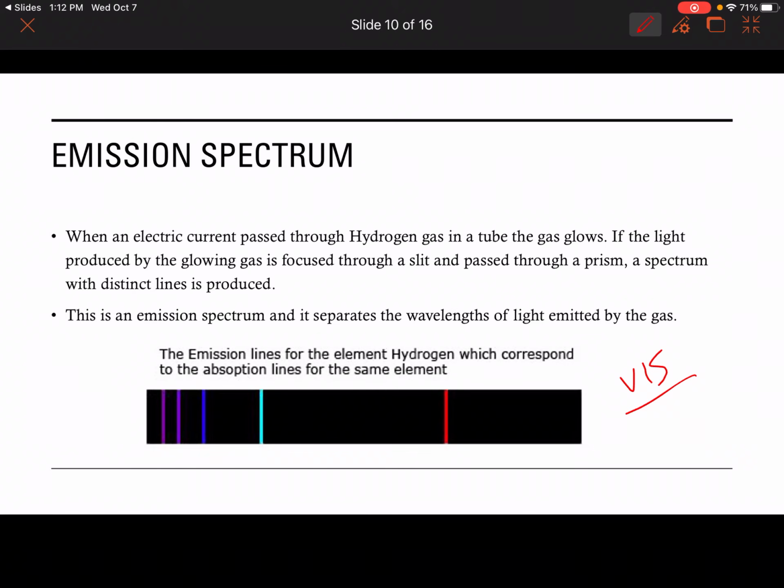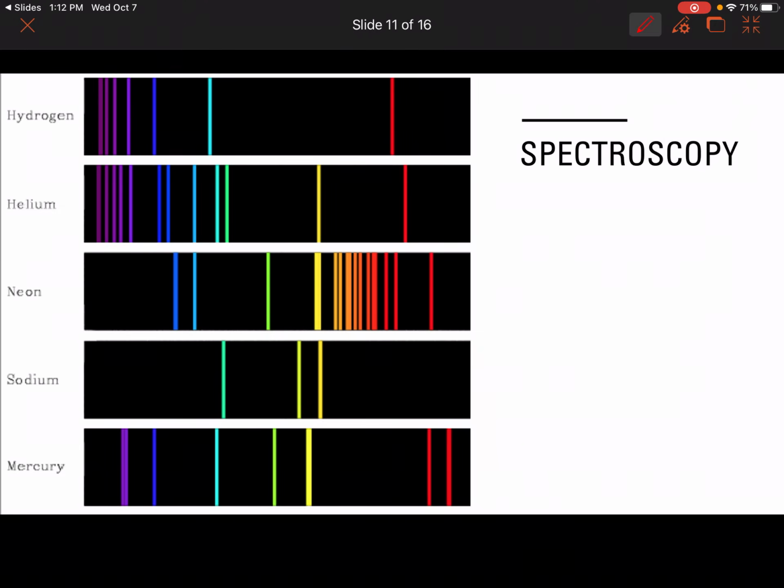The emission lines for the element hydrogen correspond to the absorption lines for the same element, and we'll talk more about the absorption lines later. This field of chemistry is called spectroscopy. I took a whole course in spectroscopy; it's a third year chemistry course in university.